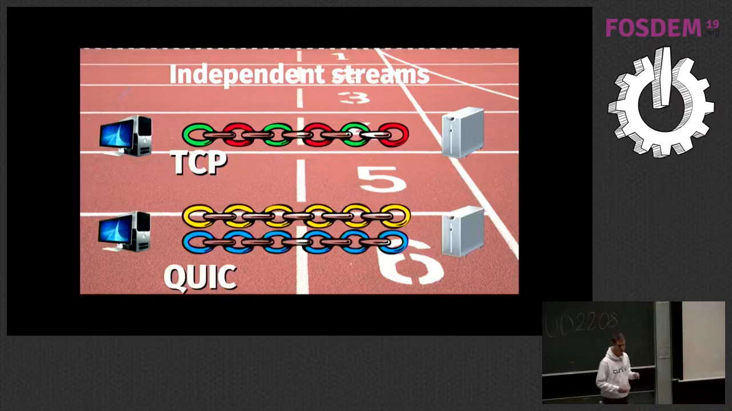But when doing it with QUIC, they're independent. If you lose a link to one of the chains, if one of the blue links goes away, the yellow chain can still go on without any problems.